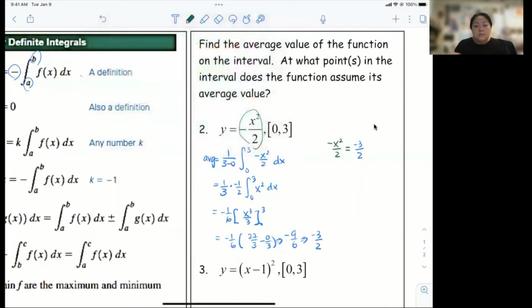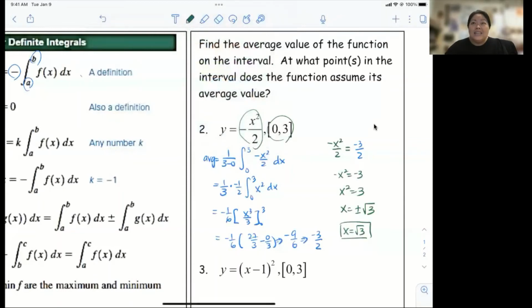Well, since they're both over 2, I can ignore the denominator and make it negative x squared equals negative 3. Divide by negative 1 on both sides, you get x squared equals 3. So x equals both positive and negative root 3. And then you're looking at your interval and you notice that it's in the interval of 0 to 3. So my value is just positive root 3. So positive root 3 will be where my average value will occur.